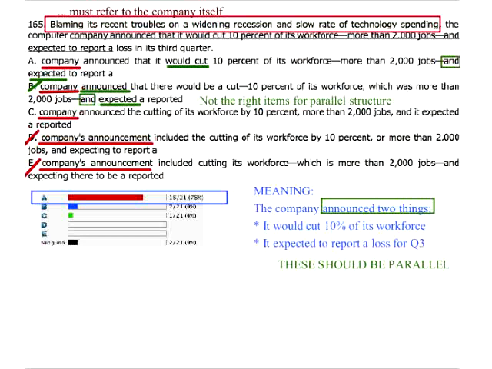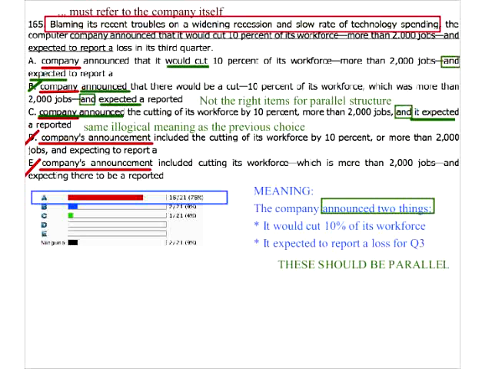Same thing with C, we have the same issue here with the "and." The parallel structures are "the company announced" and "it expected." I mean, that's grammatically parallel, but again, it creates an illogical sentence. It creates a sentence where the company is only announcing one thing, and we somehow magically know the other one. So, same illogical meaning as the previous choice.